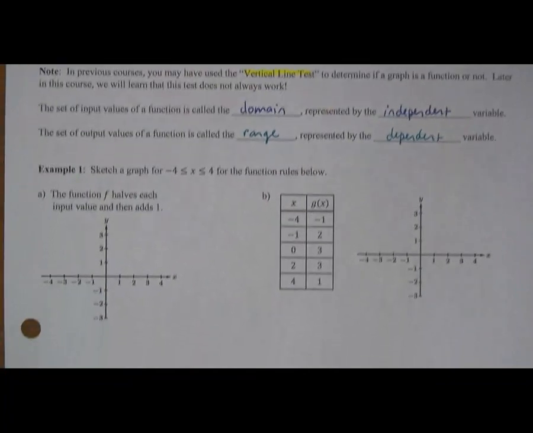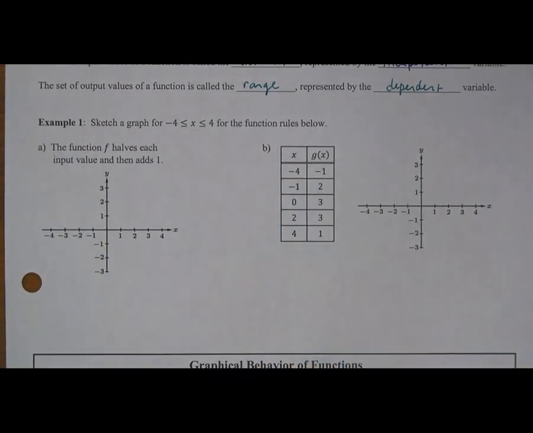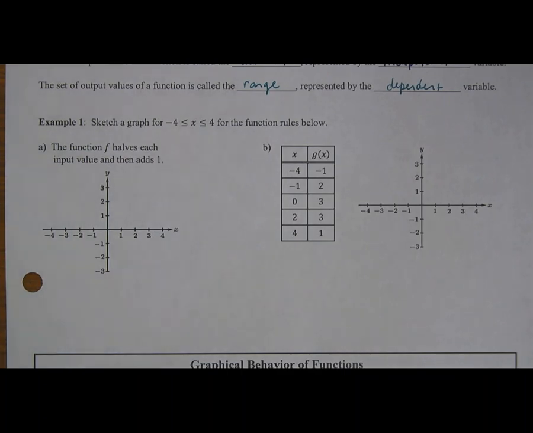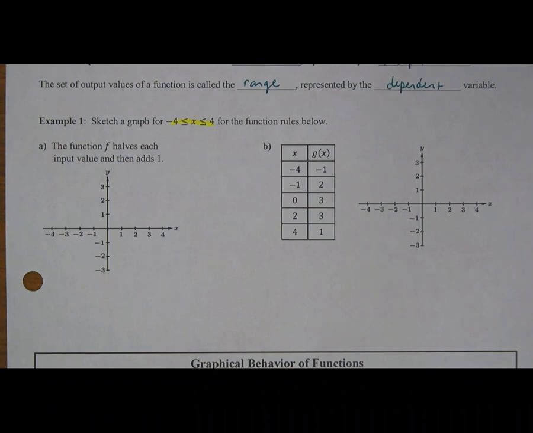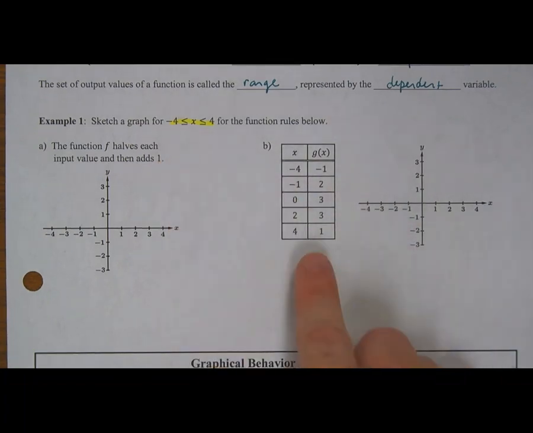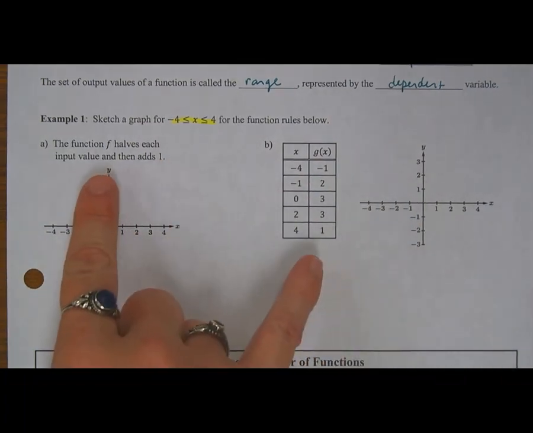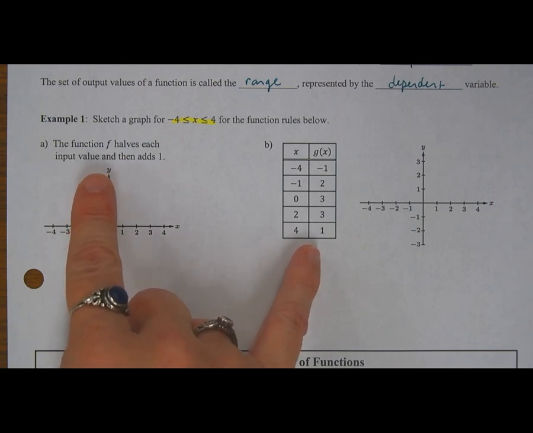Let's look at these examples really quickly. Example B is going to be super duper easy, but it says, sketch a graph in this domain. Notice that's input values, x values. So x's are from -4 to 4, for the function rules below. Function rules can be represented by just words. You could have an equation. You could have a table. So the rules are just essentially the description of the function, and you need to be able to graph this.